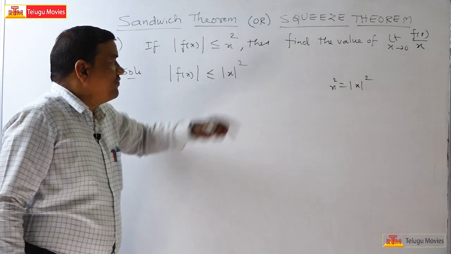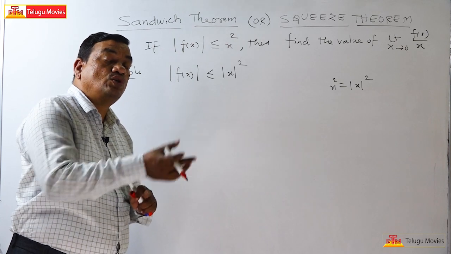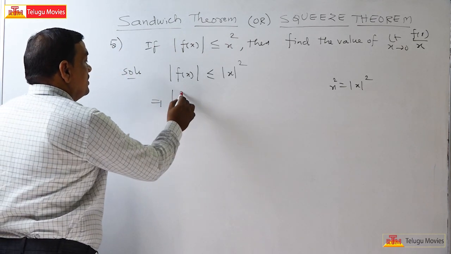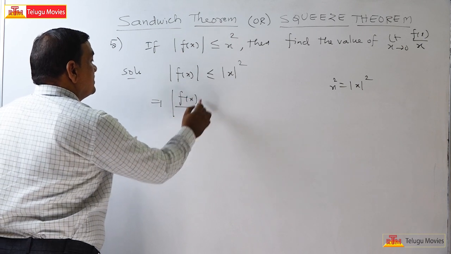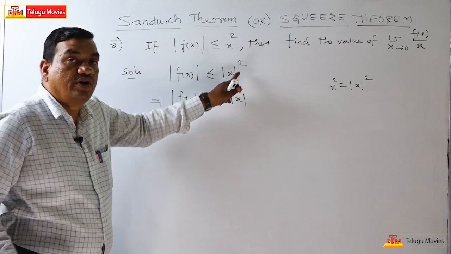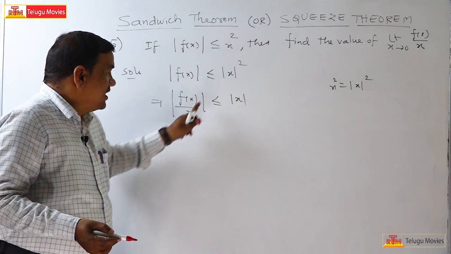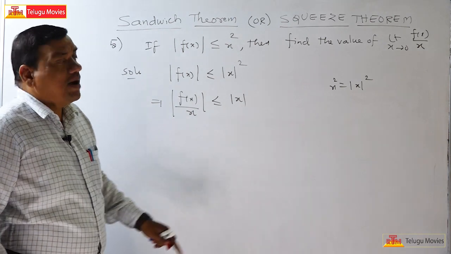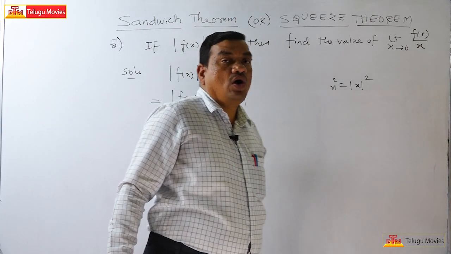So modulus of x whole squared means what? Mod x into mod x. Bring one mod x to this side. This is modulus of f of x by x less than or equal to mod x. So mod x whole squared means mod x into mod x. Let us bring one mod x here. So both are mod x. Now apply limit x tends to 0 on both sides.